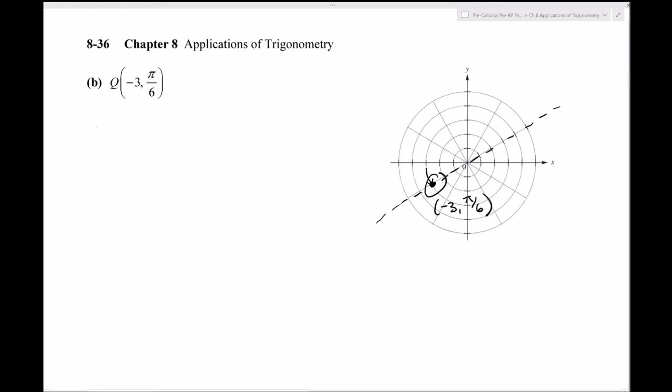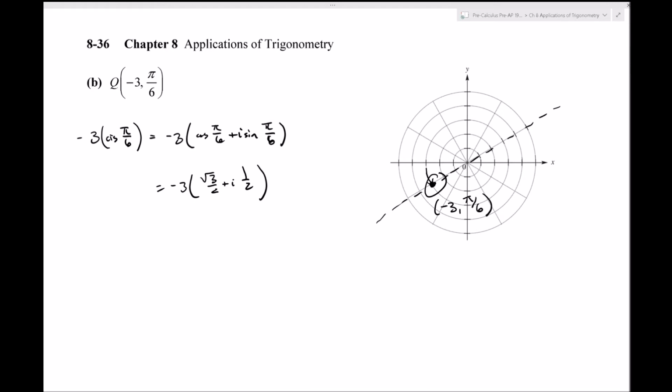And to do rectangular coordinates, same idea. This is negative 3 CIS pi over 6. So this is negative 3 times cosine pi over 6 plus i sine pi over 6. Negative 3 square root of 3 over 2 plus i times 1/2. You should know your unit circle. Let me double check before I embarrass myself. I should know my unit circle.